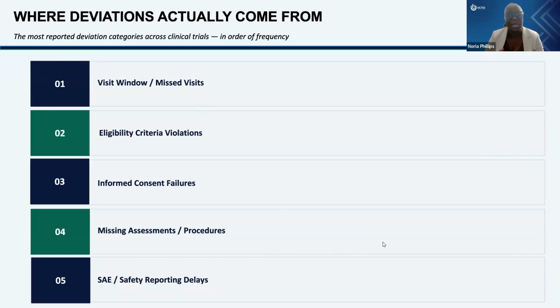So they find a way to accommodate them. In such a situation, that type of deviation is more like, okay, they missed their visit window. It's more like a procedural thing. So this is not something that will break the bank. It's not something that's going to break the study, but it's something that needs to be documented.